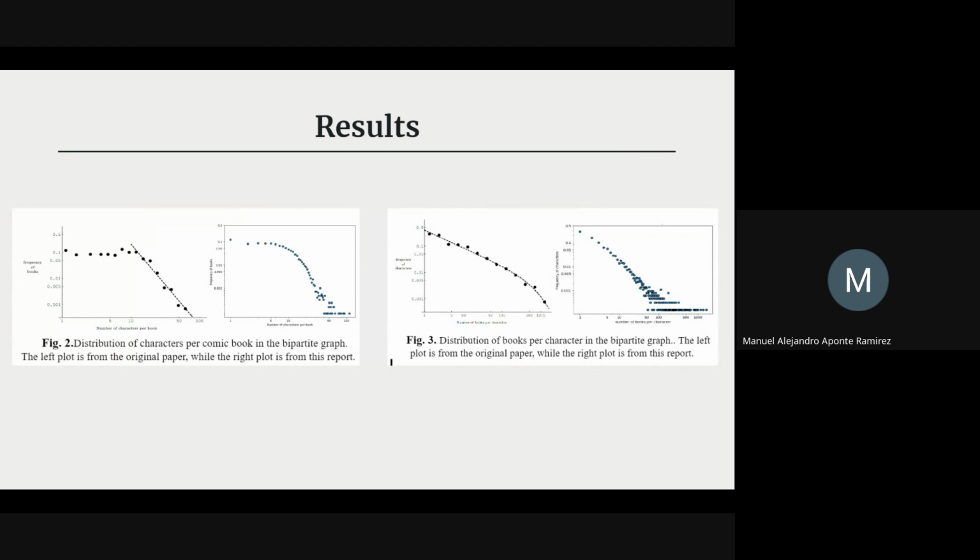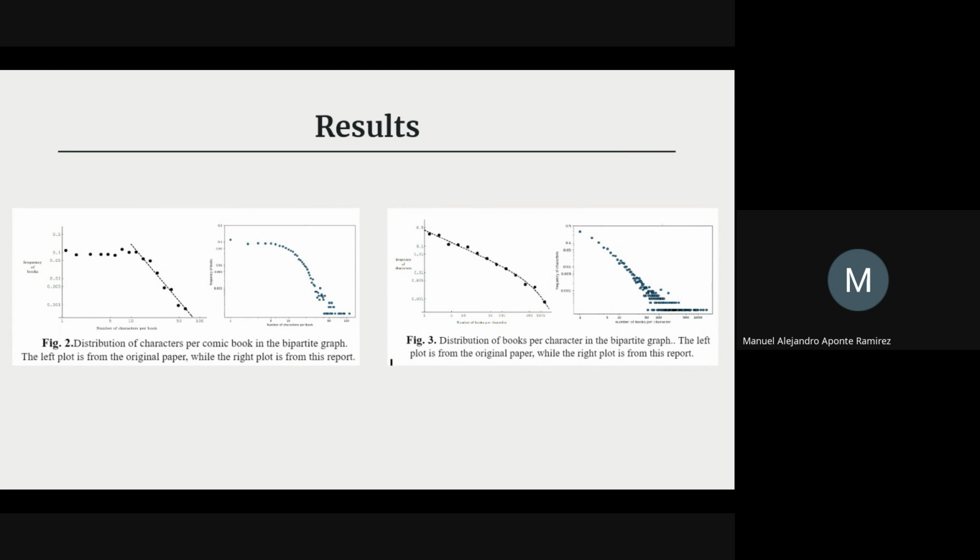And what this report reproduced were the principal plots. The first plot is the distribution of characters per comic in the bipartite graph. And we could see that the plots are very similar, and the same with the second graph, which is the distribution of books per character in the bipartite graph.